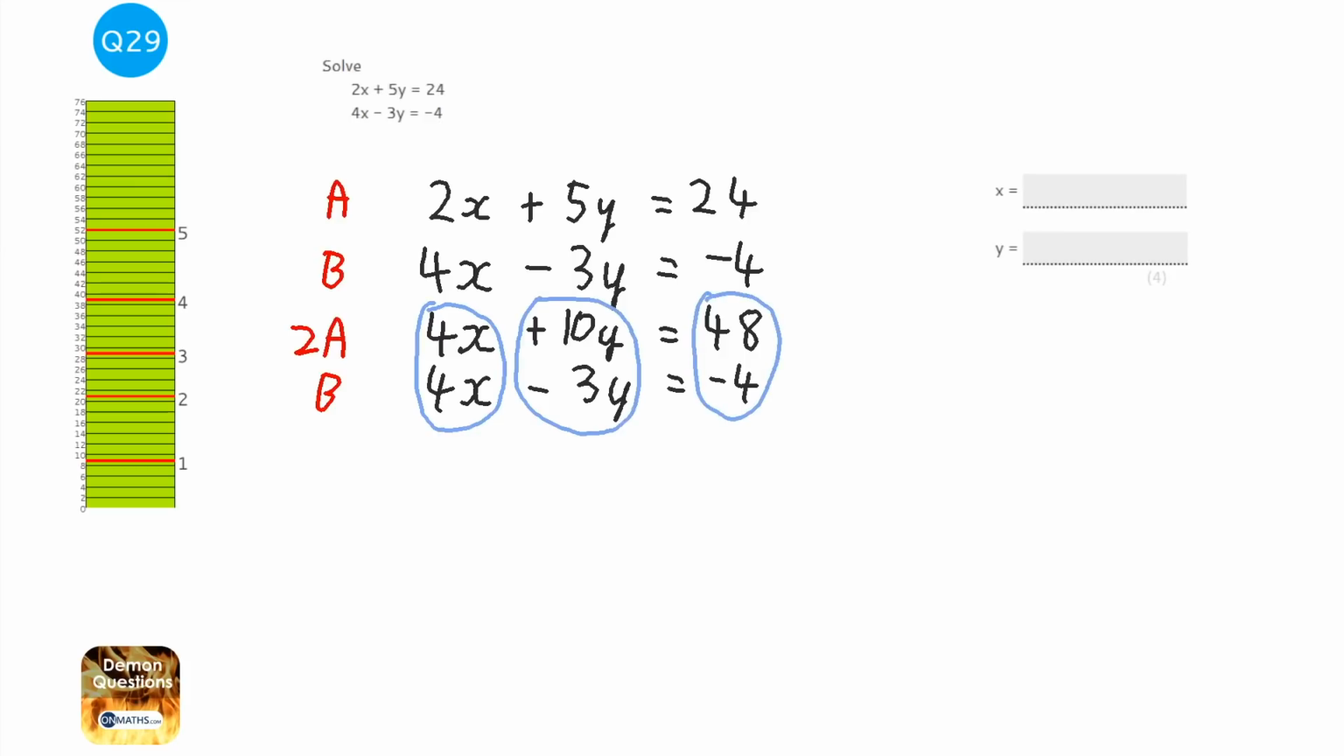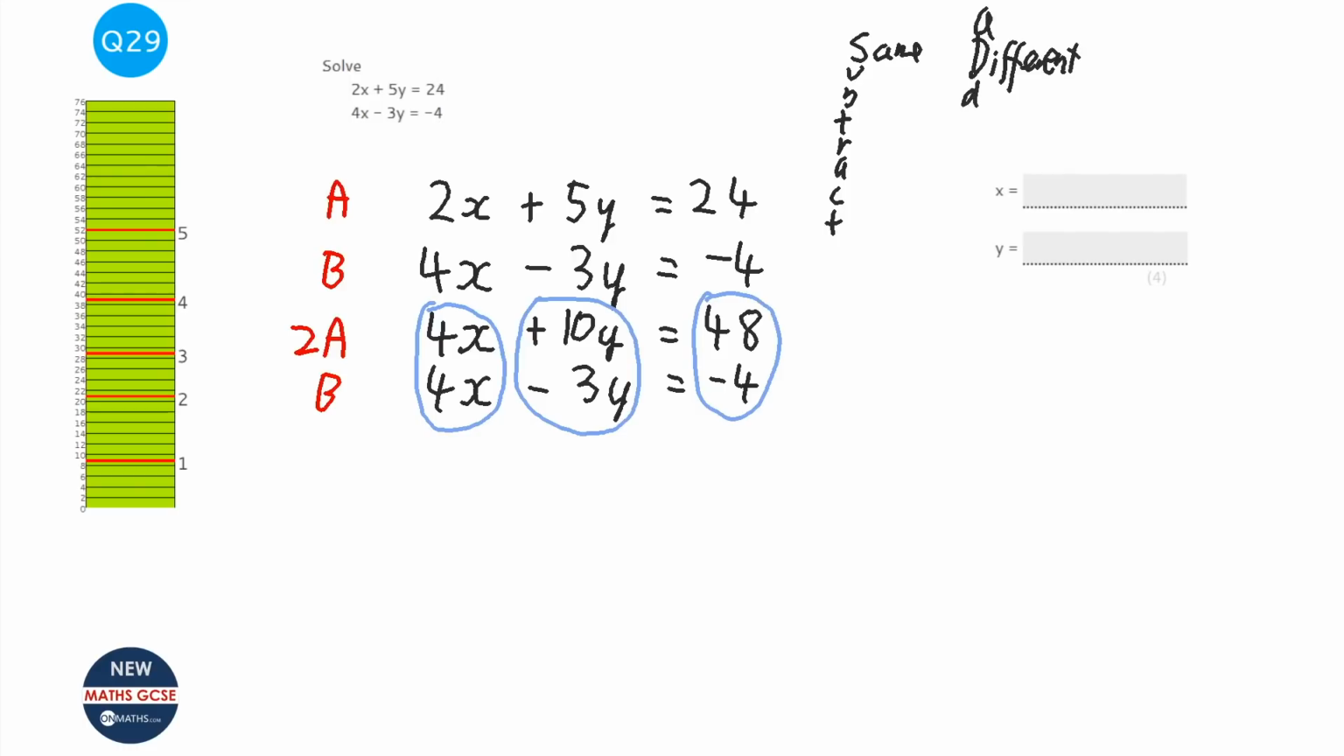And I need to look at the sign before the letter that I've made the same coefficient. So I'm looking at the x's and I'm looking at the signs before them. If the signs are the same, we are going to subtract. If the signs are different, we're going to add. And it's that simple. Okay. Now the signs are the same because they're both positive, so we are going to be subtracting. So a minus there, and a minus there.